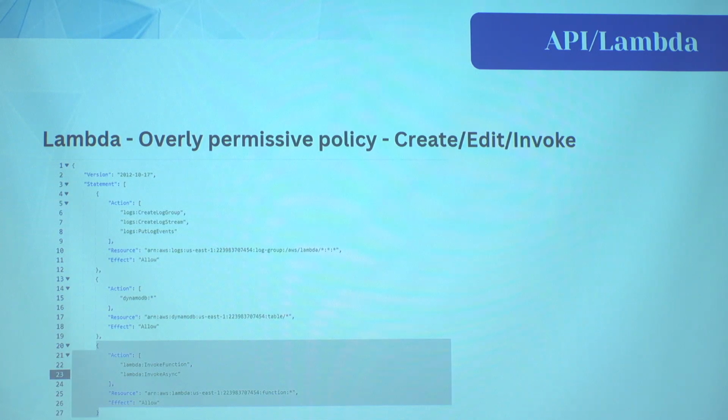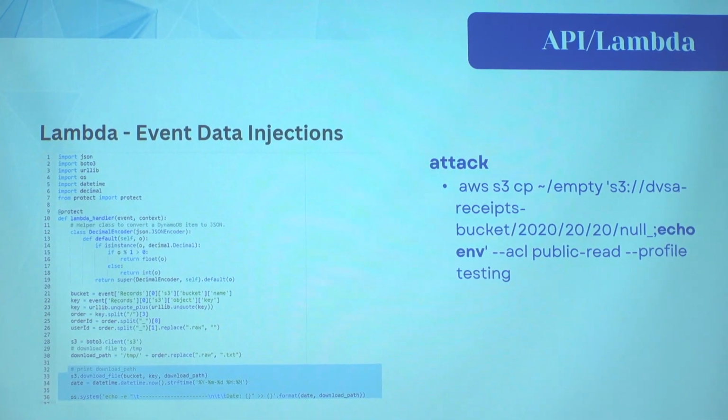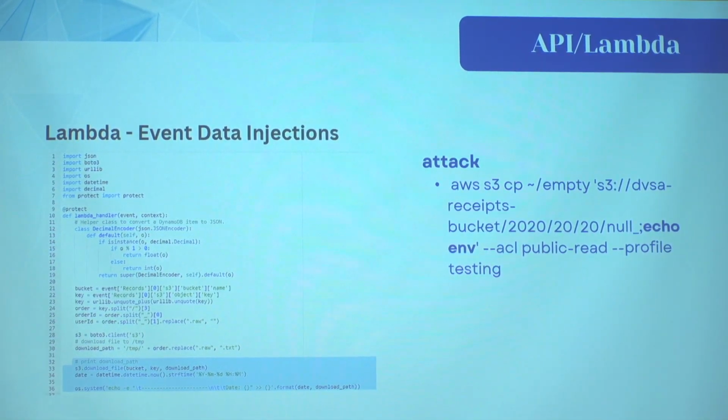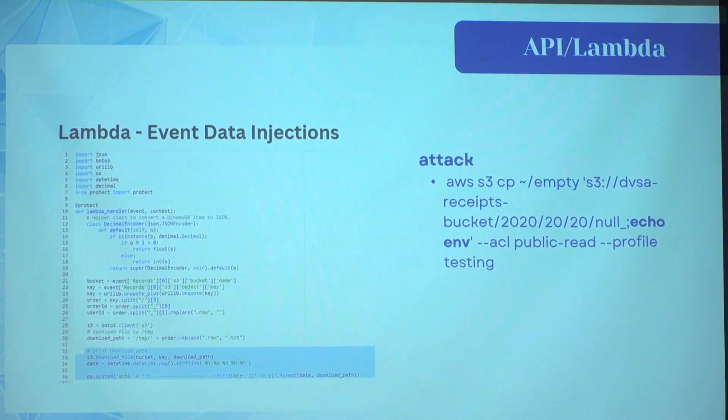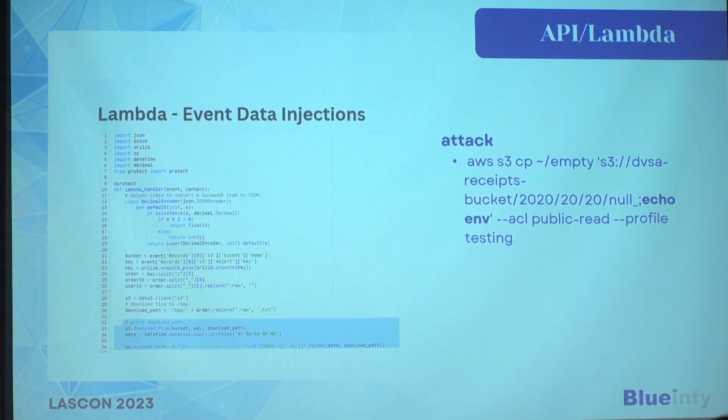And this is an example of Lambda, with a policy which is highly overly permissive: invoke function and create are both accessible. And this is an example of event data injection. If you look here, os.system is being used in the code itself. So if you pass this particular attack, it will give you the environment variables of AWS.